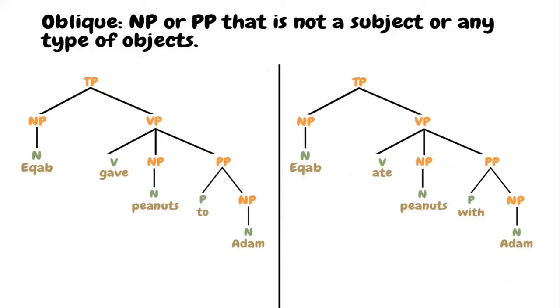Yeah, this is a very important question. And how do we differentiate between them, the oblique and the indirect object? Take a look at these two trees.